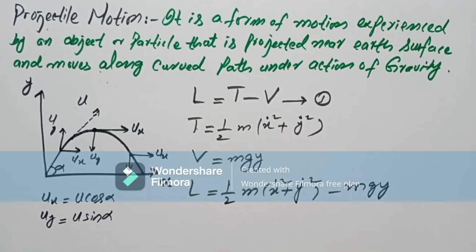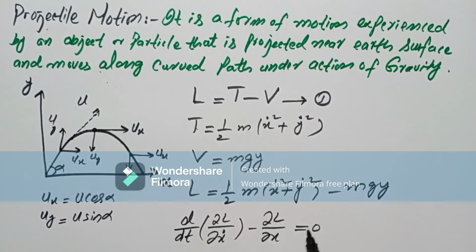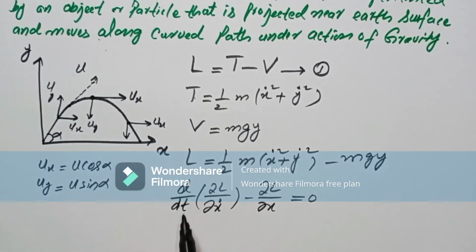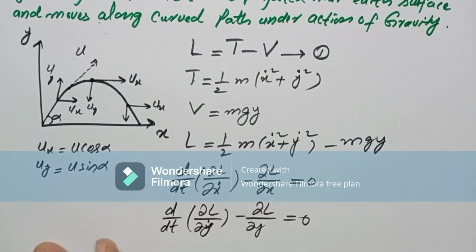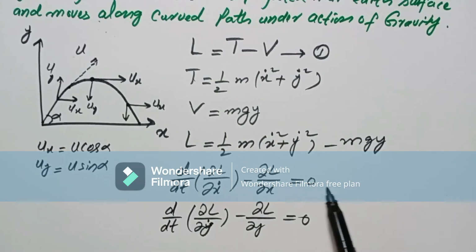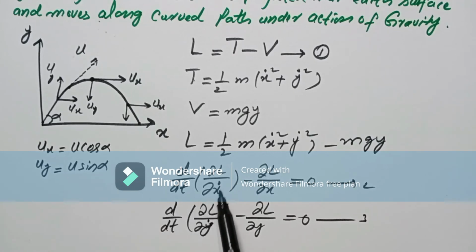From the form of the Lagrangian we can see there are 2 generalized coordinates x and y. So there will be 2 equations of motion for x and y, which are d by dt of partial L over partial x dot minus partial L over partial x equals 0, and the second equation will be d by dt of partial L over partial y dot minus partial L over partial y equals 0. Next we will find these derivatives to solve equations 2 and 3.